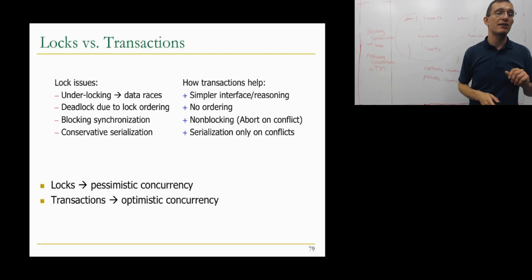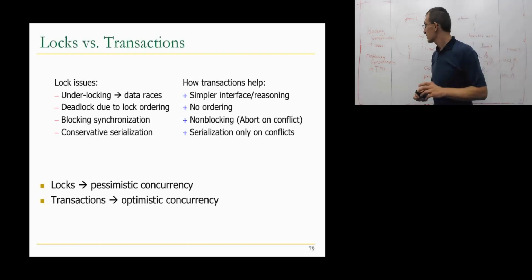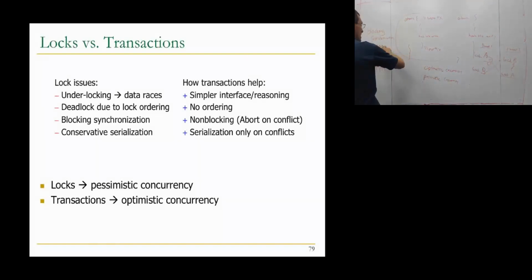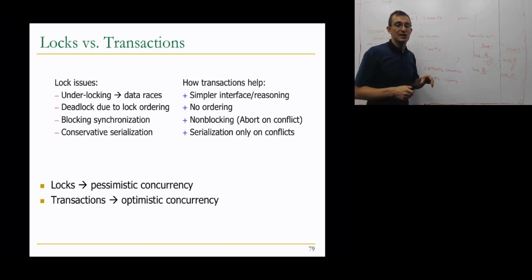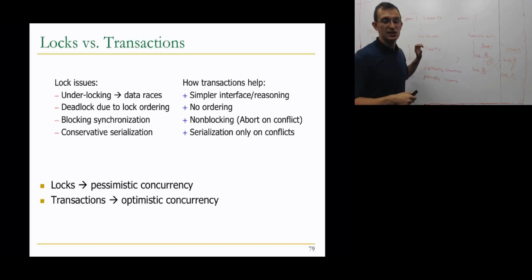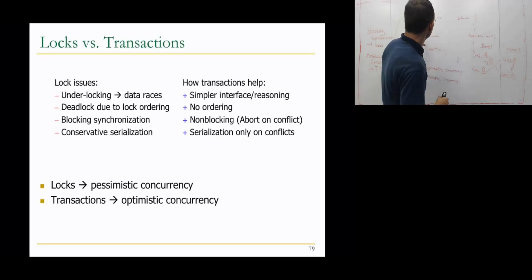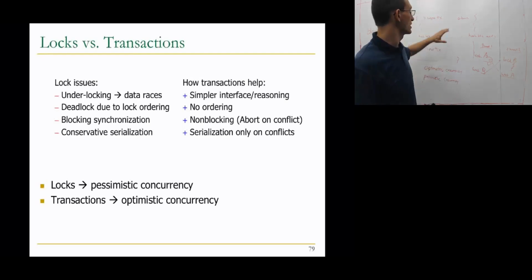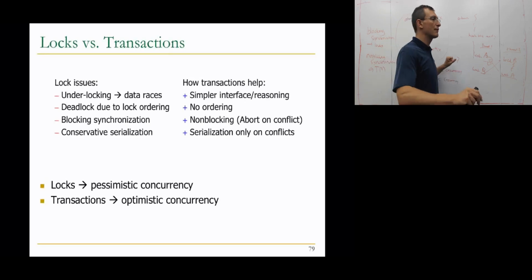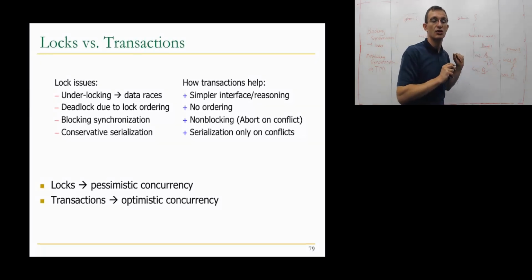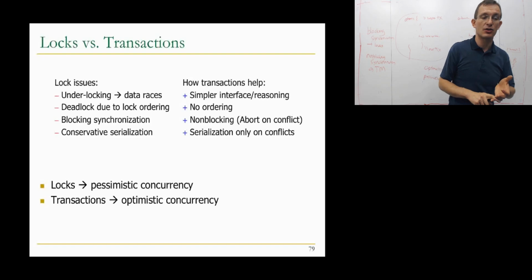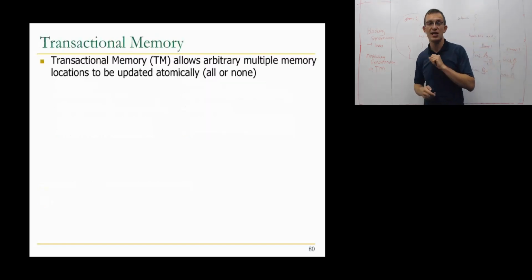And finally, locks have conservative serialization. They have forced serialization all the time, whereas basically for different instances of the same critical section, they're conservatively serialized even though serialization may not be necessary dynamically. Whereas transactions serialize only on conflicts. Right? The conflict is detected dynamically and serialization is then forced if there's a conflict. Whereas if there's no conflict, two transactions can execute concurrently. And that's the idea of optimistic concurrency versus pessimistic concurrency that we've discussed.